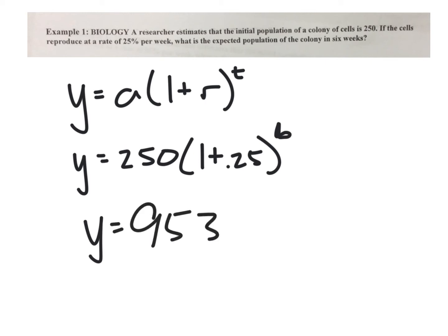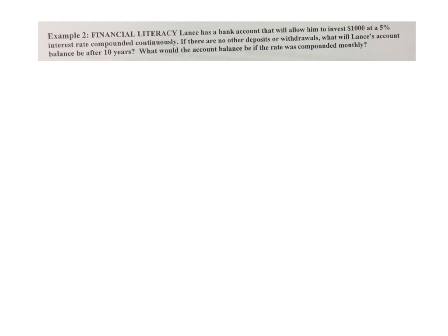Now, we have a decimal, but we can't have 0.67 cells. Alright, we always have to think about what the context is. If it was money, yeah, we would include the decimals. Alright, the next problem.